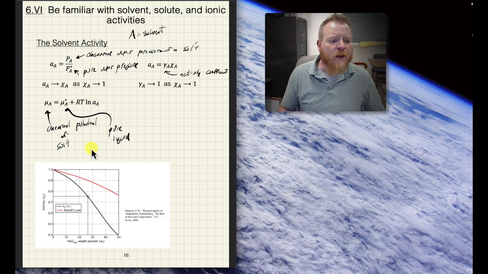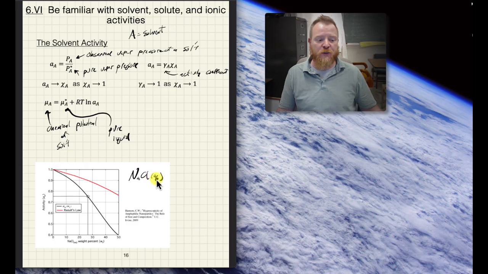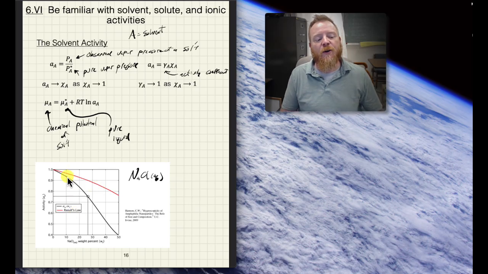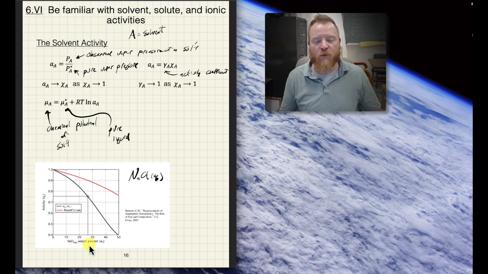So here's a little graph that came out of my PhD thesis as a demonstration of the activities of an NaCl aqueous solution. First, I'll point out the red line here. That's Raoult's law. You'll notice there's some curvature there because this was calculated in terms of weight percent instead of mole fraction. And then the black line is the empirically determined activities of an NaCl solution based on the observed vapor pressure as a function of weight percent.